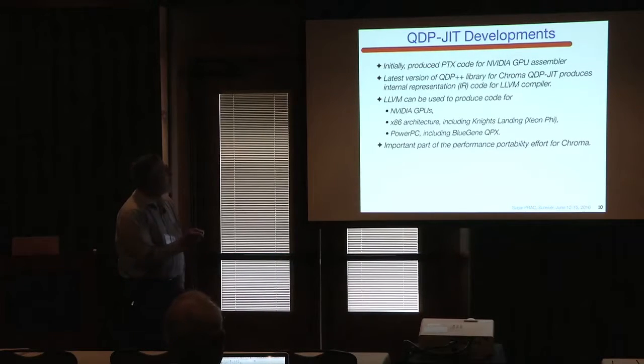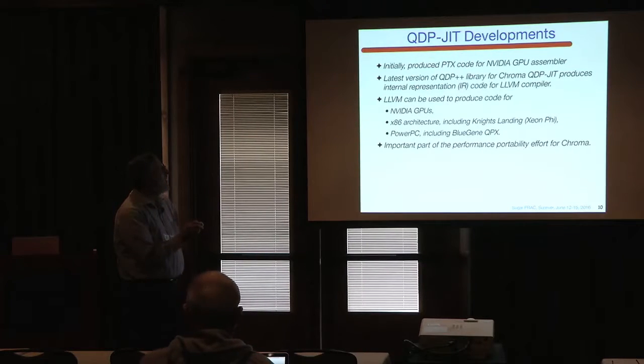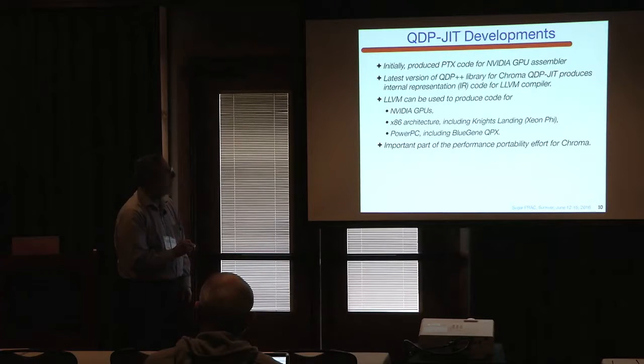What has happened is that the original implementation of QDP-JIT created PTX code, and that was just sent to the GPU assembler. And in the latest version, there's an internal representation that's the output of the JIT analysis, and this is sent to the LLVM compiler. And the back end of the LLVM can produce code for NVIDIA, for x86 architecture, including for Knights Landing, and for PowerPC, where it's been used on the BlueGene. And so this is very important for the Chroma effort to achieve performance portability.